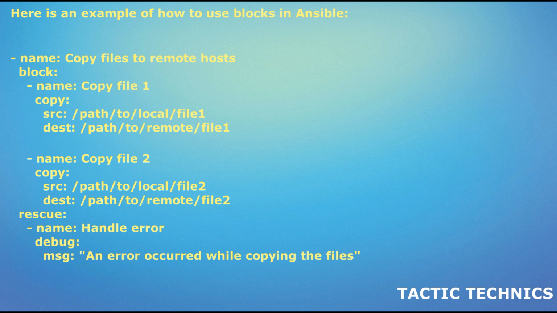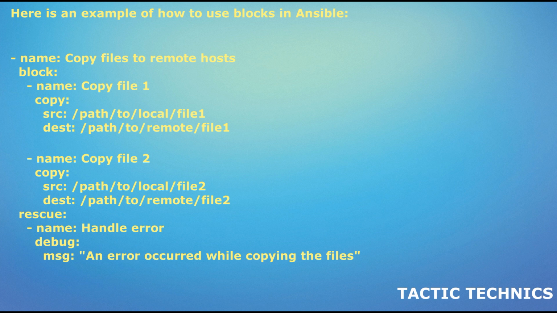YAML: copy code. Name: copy files to remote hosts. Block: name: copy file 1. Copy: src: /path/to/local/file1, dest: /path/to/remote/file1. Name: copy file 2.